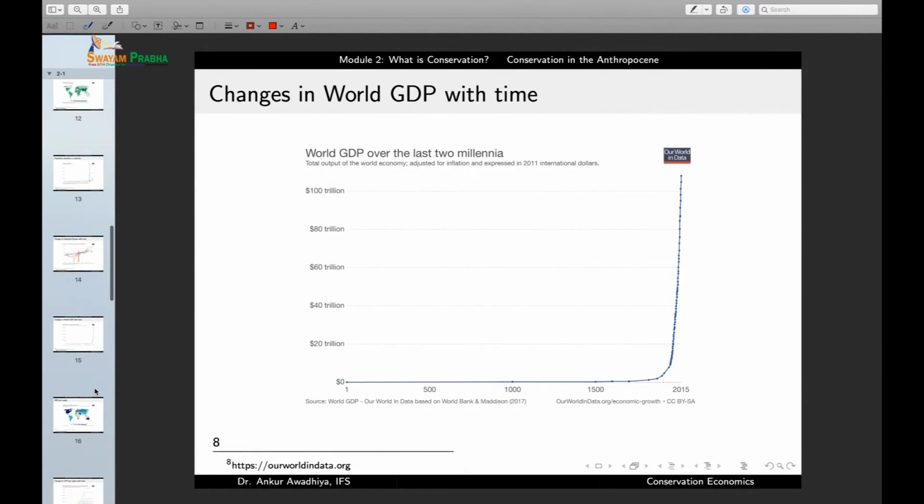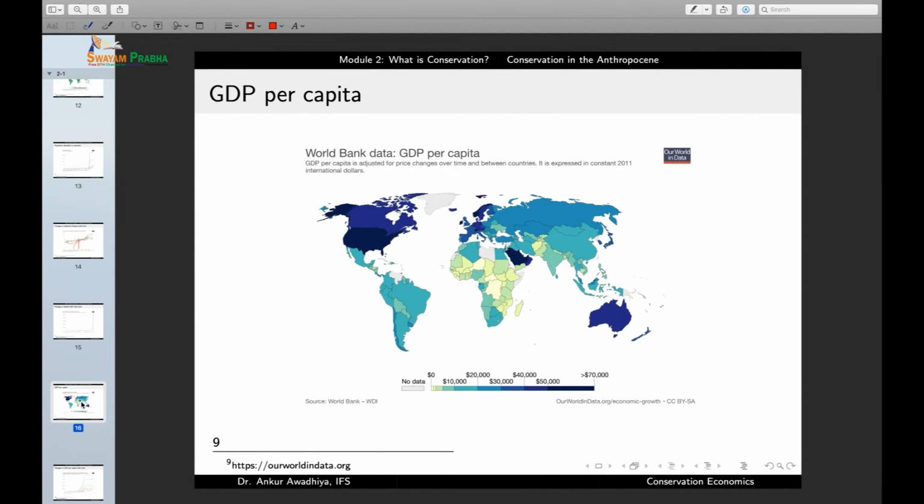So, when we say I is equal to P into A into T, the P component has been increasing, the A component has also been increasing. Now, if we wanted to know how much is the impact of people in different areas, we can look at GDP per capita in different countries of the world. And here we will observe that areas such as the United States or the UAE, most of Western Europe or Canada, have a very high GDP per capita, which means that the affluence in these areas is large.